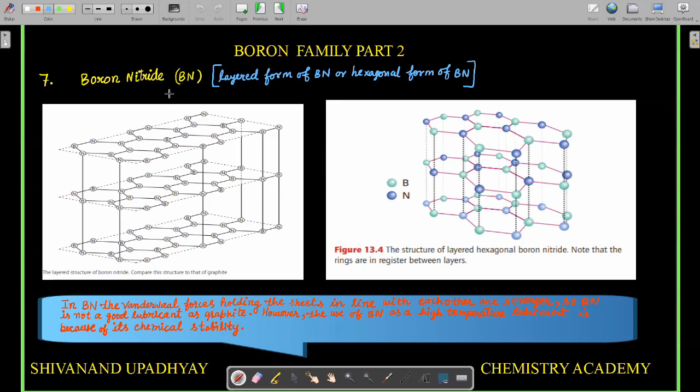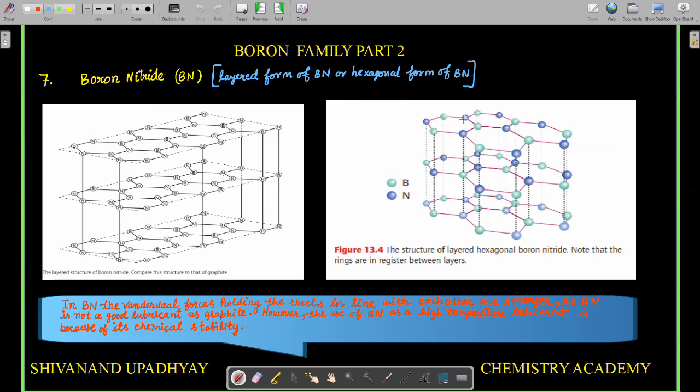So this is a covalent solid. From structure we are understanding that it is a covalent solid. So boron nitride exists in two forms. One is known as graphite type of structure and the other is known as diamond type of structure. So this is the layered form of boron nitride or hexagonal form of boron nitride, or we can say that graphite like structure of boron nitride. So this atom is nitrogen atom and this is boron atom.